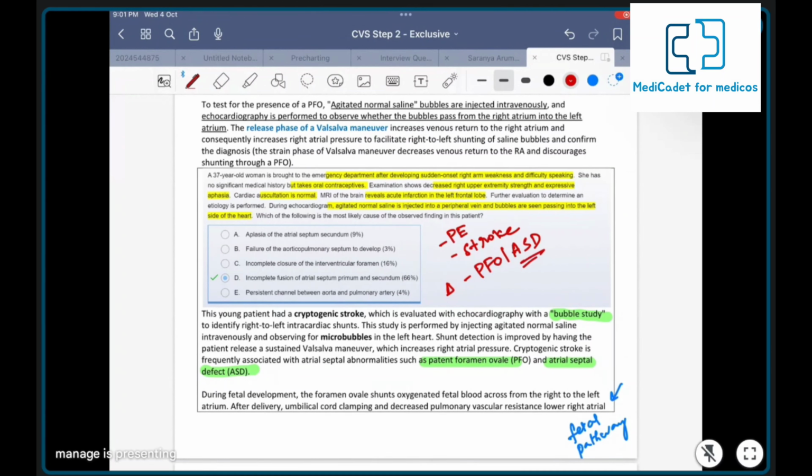And in that case, they will mention something about the ASD murmur, the wide fixed splitting, something like that. They will show it in that question. But in a PFO question, it will mostly be a normal patient.